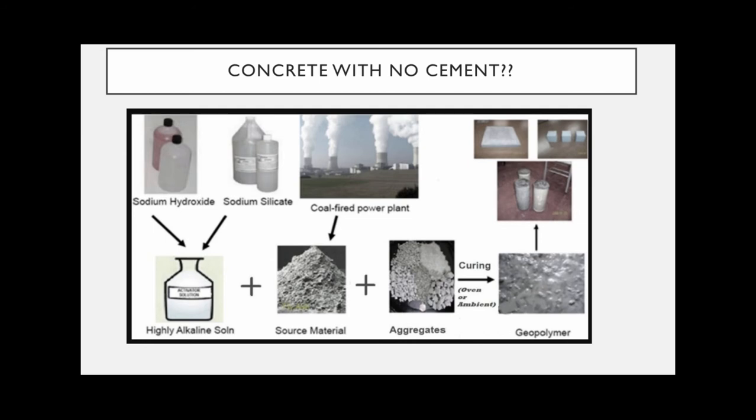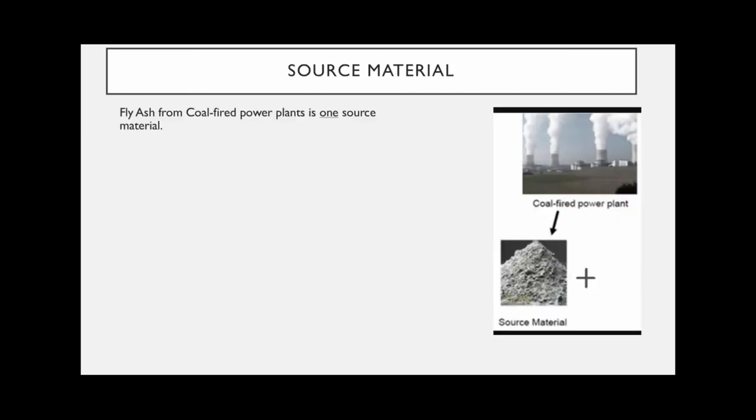According to this picture, we need something from a coal-fired power plant. And yes, we already know that we can get fly ash as a byproduct from burning coal, but that's only one possible source material for geopolymers. Another thing that works is granulated blast furnace slag, which comes from the production of steel, another byproduct.